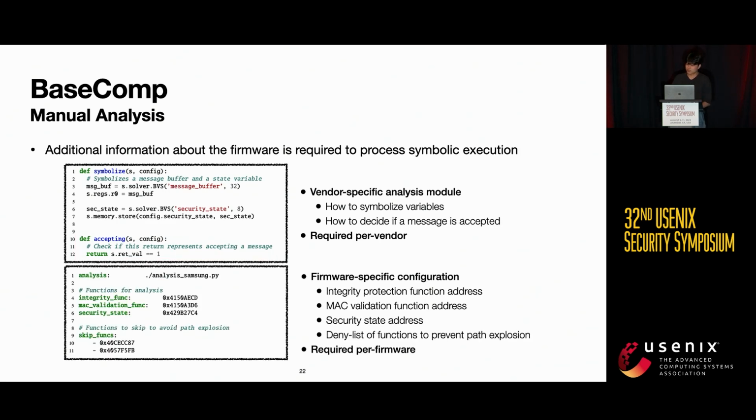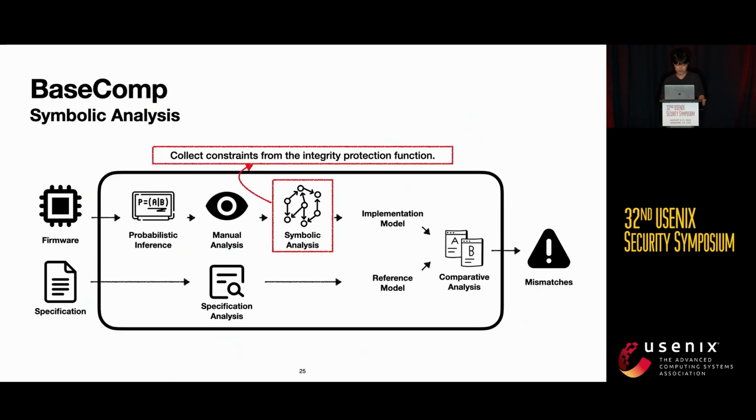In addition to the vendor-specific analysis module, BASECOMP also requires a firmware-specific configuration file per firmware, including information used by the vendor-specific module, addresses of functions and where interesting values are stored, and a list of functions to skip while doing symbolic execution for preventing path explosion. With these provided from the analyzer, BASECOMP then does symbolic analysis.